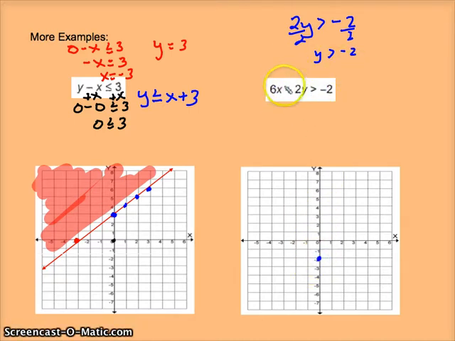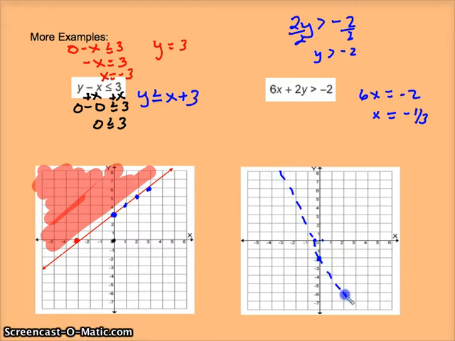Now, plugging in 0 for y, I get 6x equals negative 2. So x equals negative 1/3. Now, this isn't as nice, but it can still work. I'll put my point just past 0 to represent negative 1/3. Now, since this was strictly greater than, I have to use a dashed line.